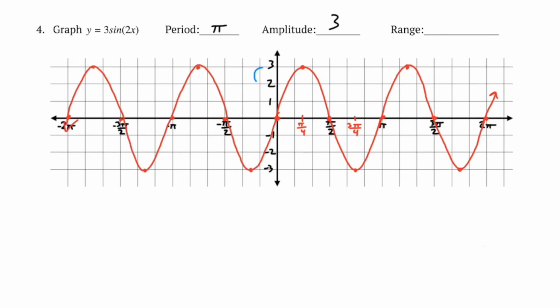So the range is just all the y values, and you can see that it's going from +3 all the way down to -3. I'm going to write that using interval notation, so I'll go from -3 to +3, and we're including those values, right? There are points up there and down here, so we'll put brackets around these.